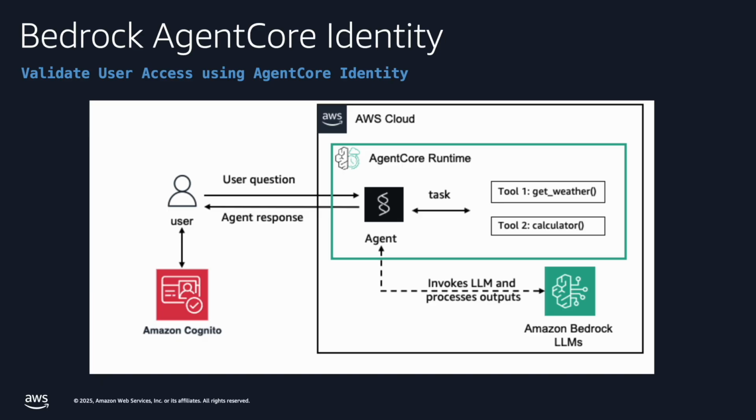So in this example, before calling the agent, it checks the identity against the identity provider. In this case, the identity provider is Amazon Cognito. Bedrock AgentCore can also integrate with Okta and Microsoft Entra ID as identity providers. With this, we'll go into the code walkthrough on the demo.